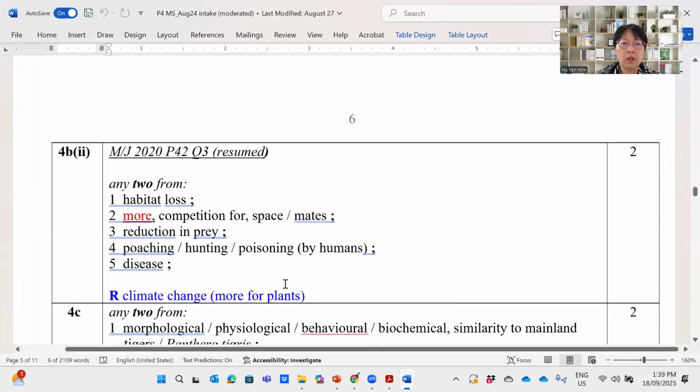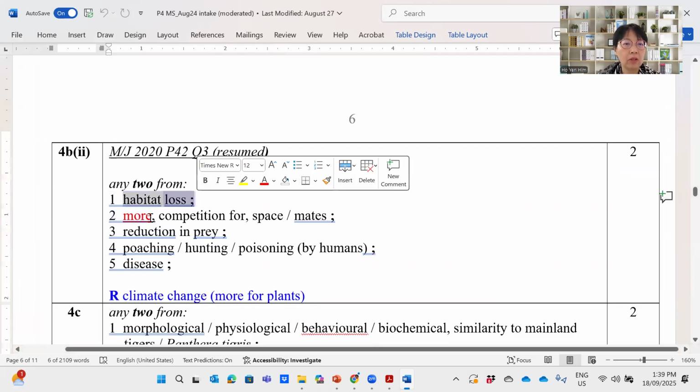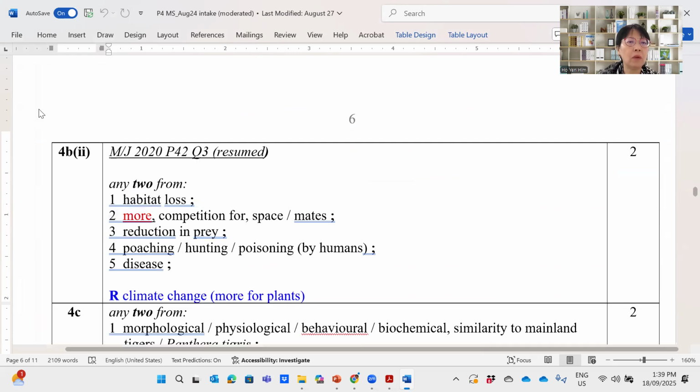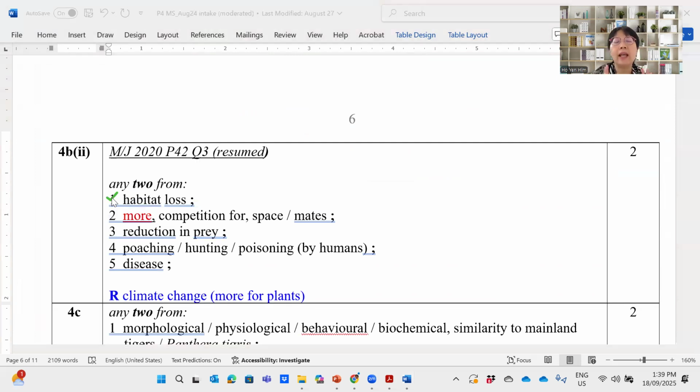Okay. So we have habitat loss. More is a keyword. So if you write competition, there's no mark because competition exists naturally, right? Competition exists naturally. Why last time got competition, no extinction, now got competition, got extinction? You must say there are more. The keyword is more. A lot of students didn't write this. That's why you write competition, no mark. So there are more interspecific, intraspecific competition for what? So you need to spell out clearly, crystal clearly to the point, right?